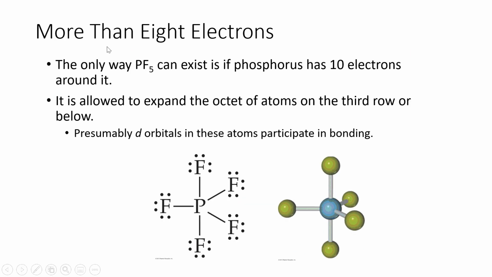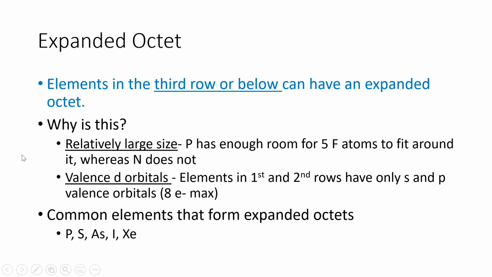More than 8 electrons, this is the most common exception that you will run into. And we know this happens in nature. So for example, phosphorus pentafluoride is something that occurs in nature. And the only way that this could work is if the phosphorus has 10 electrons around it. And we'll learn some shapes that are associated with these structures as well. So we'll learn some new shapes in this class that you didn't learn in regular chemistry due to these expanded octets here. And this only happens with elements in the 3rd row or below.